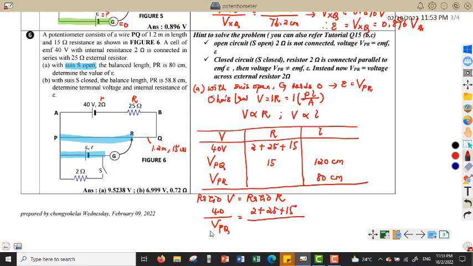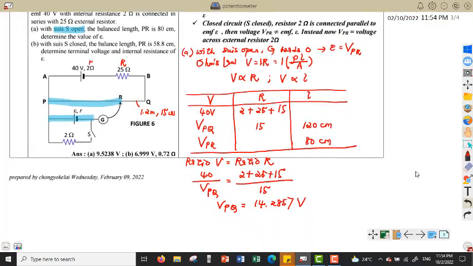For the wire itself, the resistance is 15 ohm. So the VPQ will be 14.2857 volt. I put it in 4 decimal place. So after we get the VPQ, we can find the voltage applied along the balance length, across the balance length, sorry.